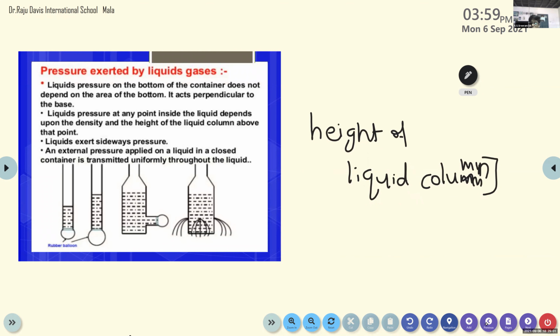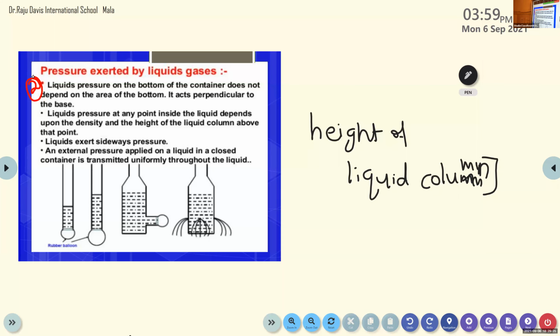Next point. Now this is the second point. So first point, pressure increases with depth or height of the liquid column. So which object experiences more liquid, it will experience more pressure. Which object experiences less liquid, it will experience less pressure. So that is the difference between the solid pressure and liquid pressure.